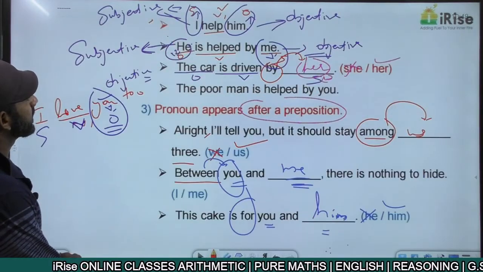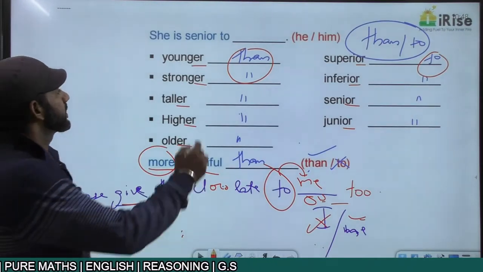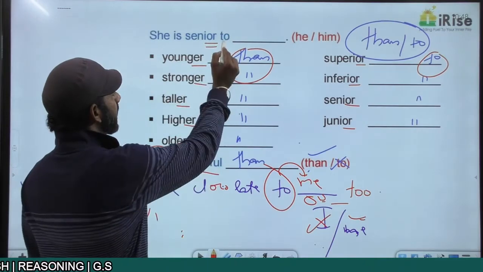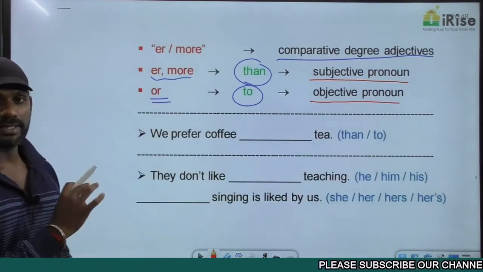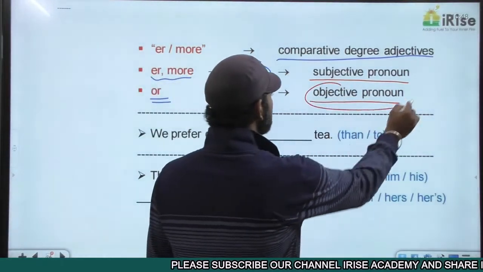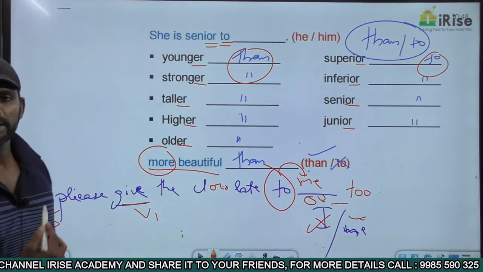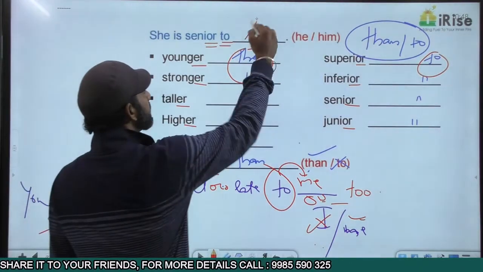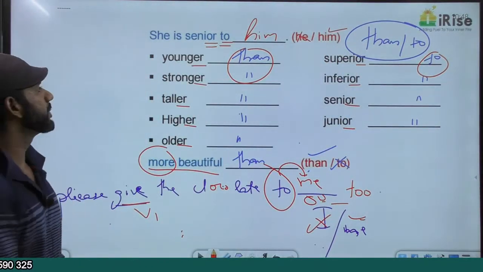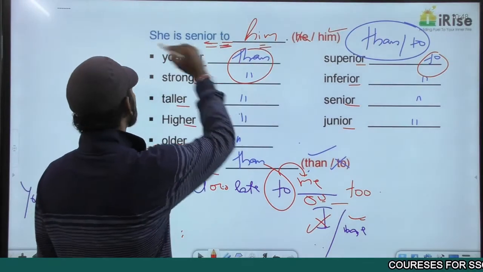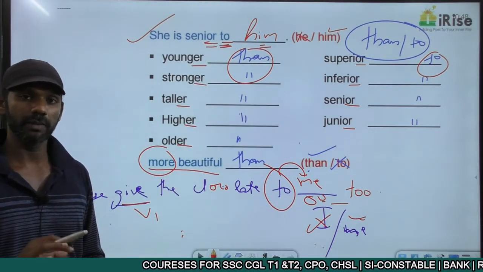Now come to the statement that I read earlier. She is senior to dash. Senior is an OR word, and OR words will be followed by to. Right. And if it is to, the pronoun must be in the objective form. So senior is an OR word followed by to, so the pronoun must be in the objective form. Him is objective. So the answer must be him. So she is senior to him. OR word to objective pronoun, grammatically correct. So never go by guesswork. Always go by the rules.